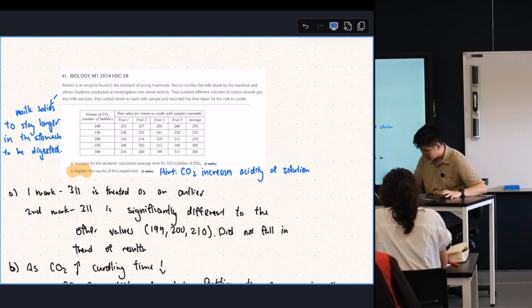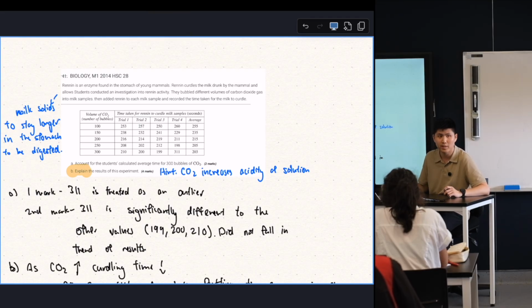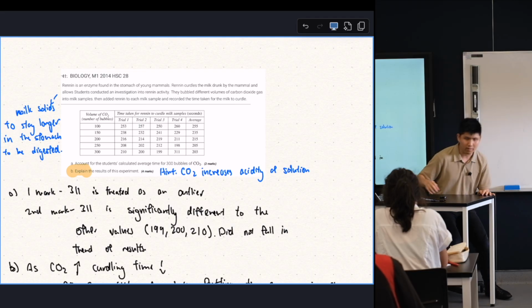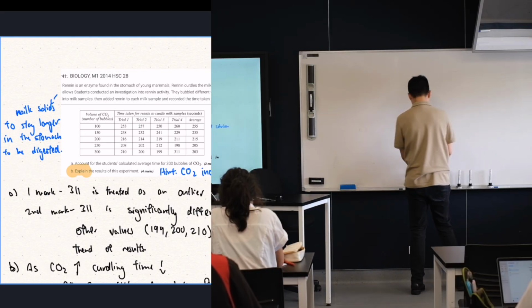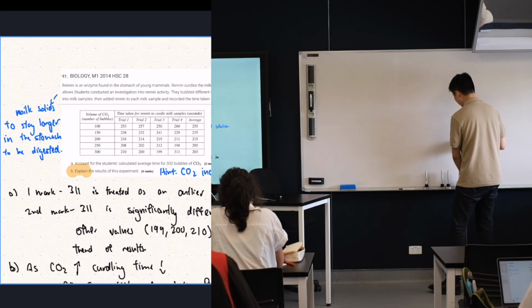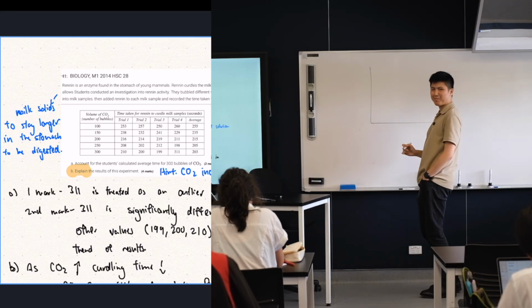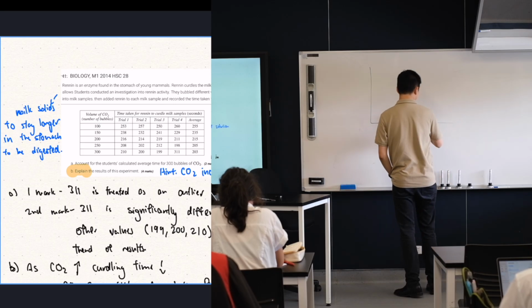Exactly, right? So the time taken decreases by 20 seconds each time as you're going up, but then for the last 2, it slows down by a lot. It barely changes from 250 to 300 bubbles of CO2. And what does that tell us about our graph? Yeah, probably. Now, we know that a pH curve generally looks a bit like a parabola, an upside down parabola, a bell curve, right?